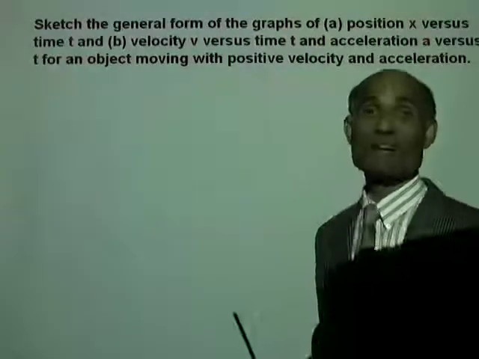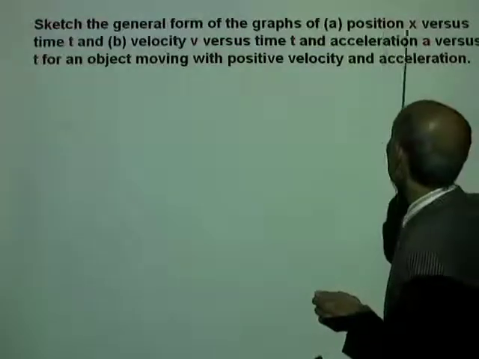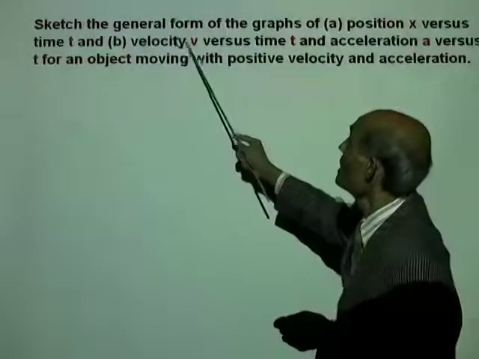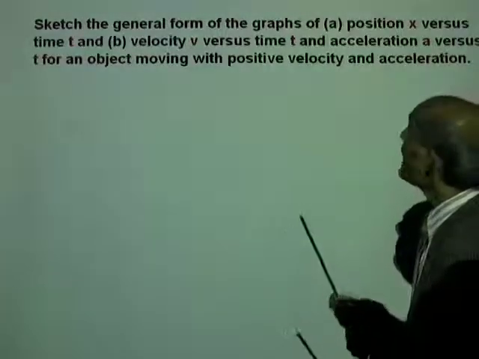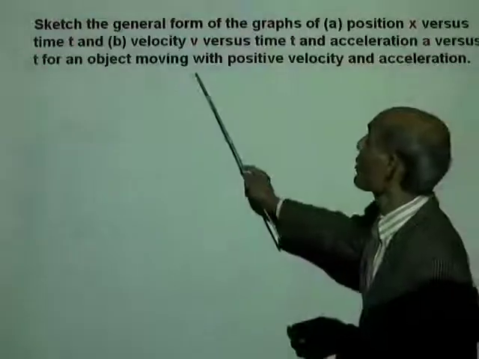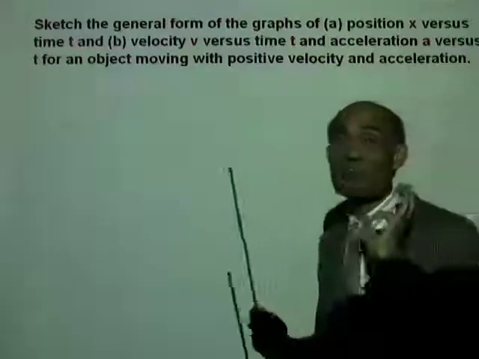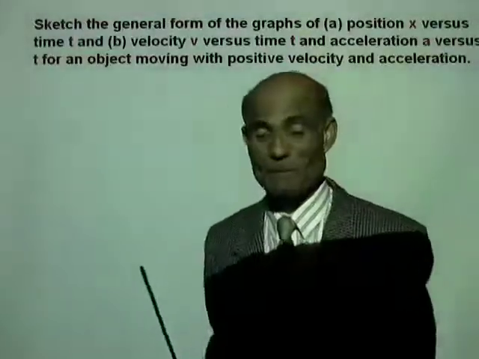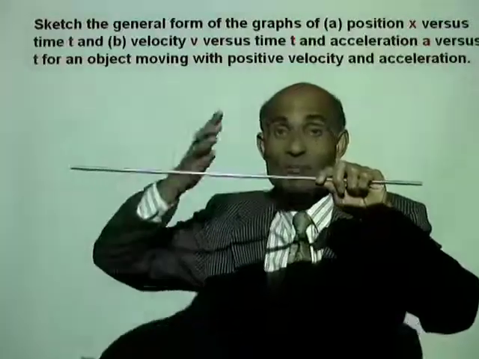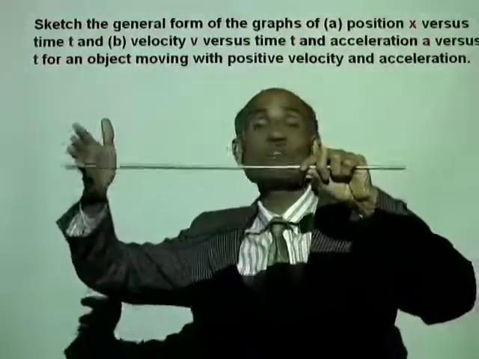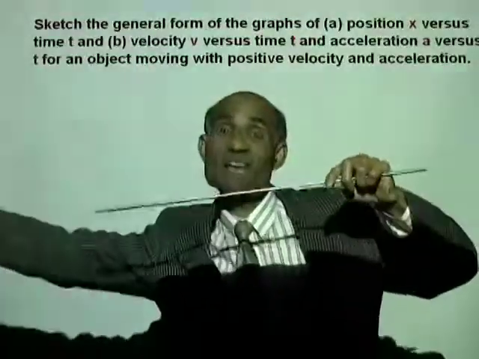Let's do another one. Sketch the general form of the graphs of position x versus time t, velocity v versus time t, and acceleration a versus time t for an object moving with positive velocity and positive acceleration. Well, positive velocity and positive acceleration means the velocity is continuously increasing. The position is increasing every second.